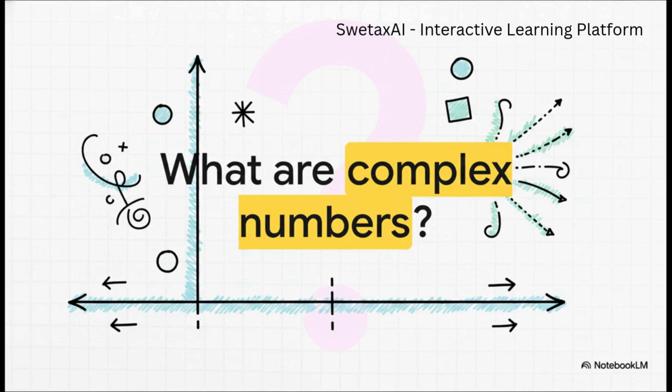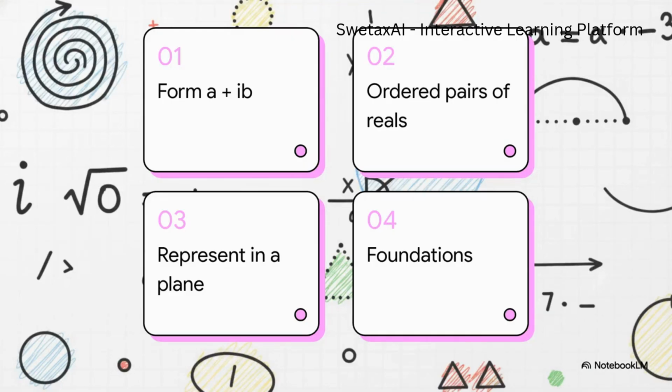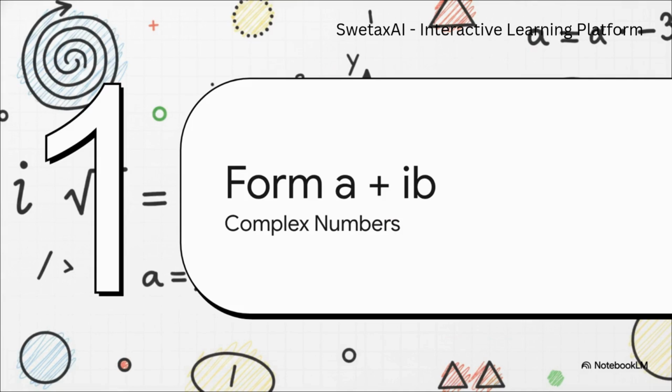All right, so here's our roadmap. First, we'll meet the complex number. Second, we'll see how to translate that into reals as ordered pairs. Third, we're going to map the complex plane. And finally, we'll lock in your IIT JEE foundation. Okay, let's dive right into this.